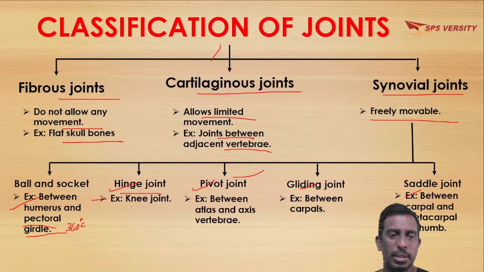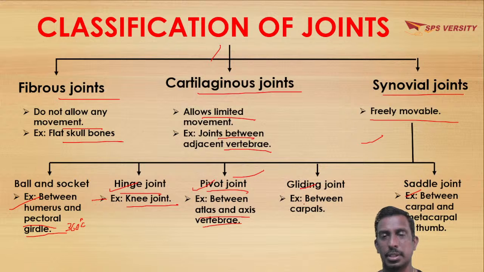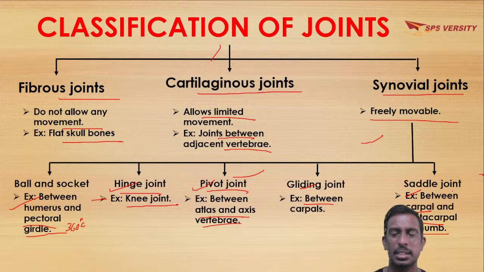The hinge joint is the knee joint. The pivot joint is the joint between the atlas and the axis vertebra. The gliding joint is present in the carpals. Saddle joints are present between the carpals and the metacarpal of the thumb. Like this, there are different synovial joints.